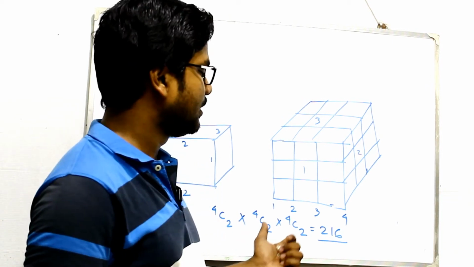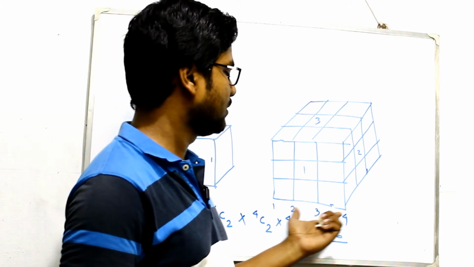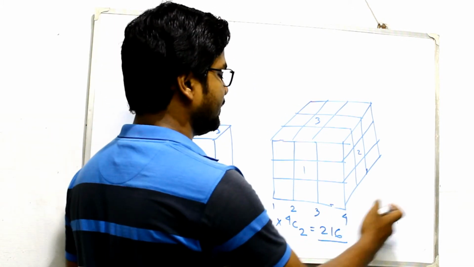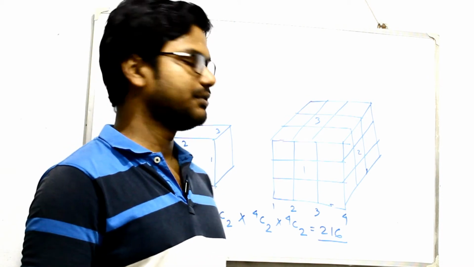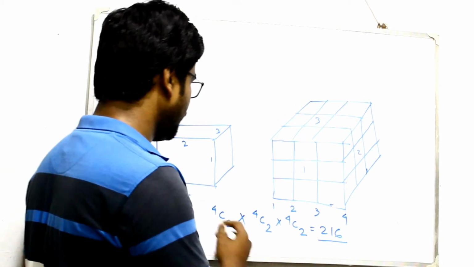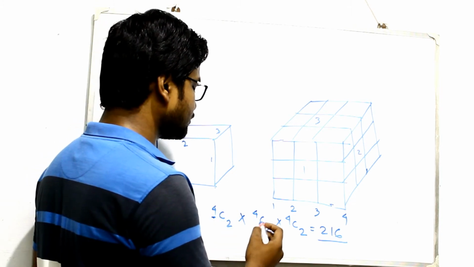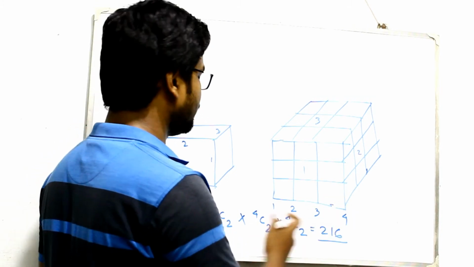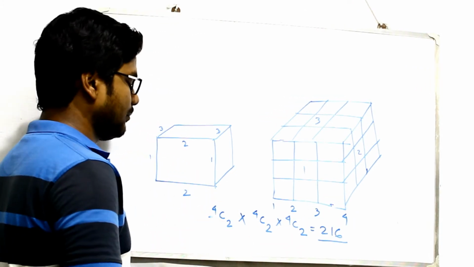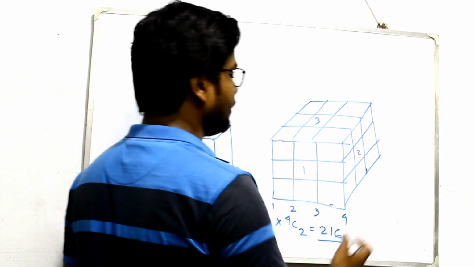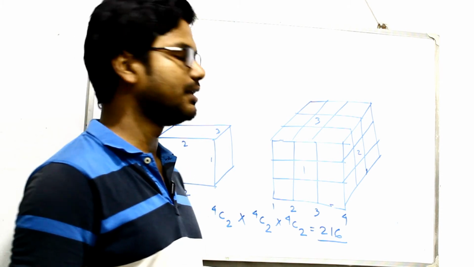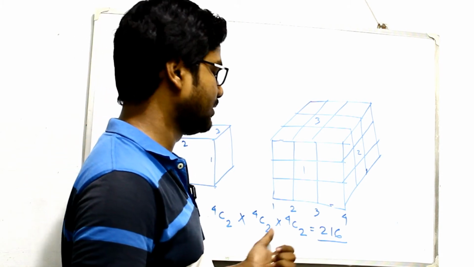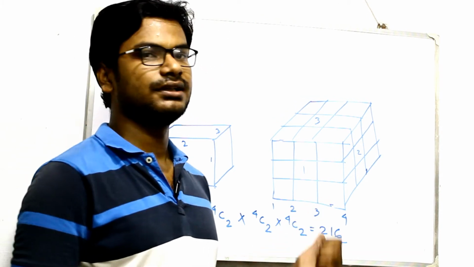Now if there are extra sets of parallel planes, suppose there are 5, 6 or any other number, then we can calculate by using the same formula. This 4 will be changed. There are four different planes, so that's why I have taken 4. But if there is any other figure, then we will just change the number, and we will get the number of cuboids inside that geometrical figure.